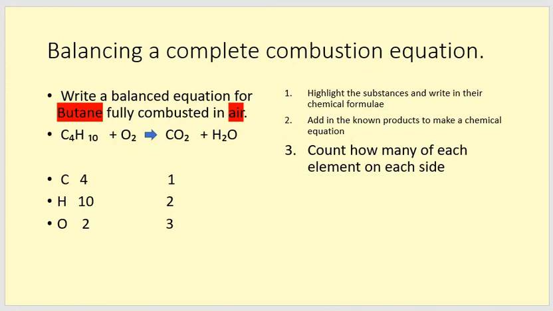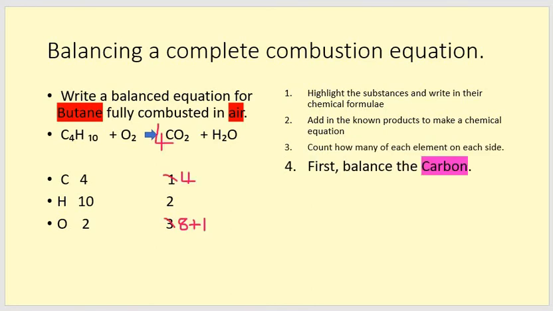Now comes the slightly tricky bit. Now, when you are balancing a combustion equation, you always balance the elements in the same order. And so all you need to remember is the order they go. So first of all, we're going to balance the carbon. I've highlighted it in pink. I put the changes in pink. So we've got 4 carbons here, and that means we need to have 4 here because 4 is the same as 4.